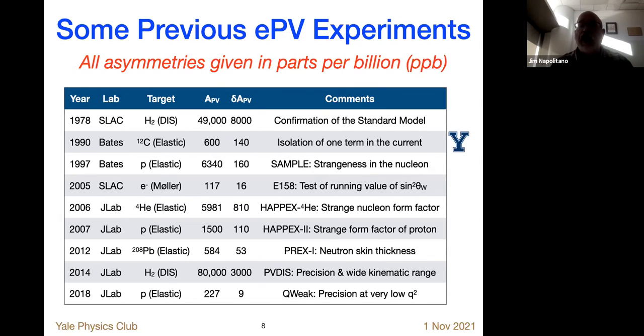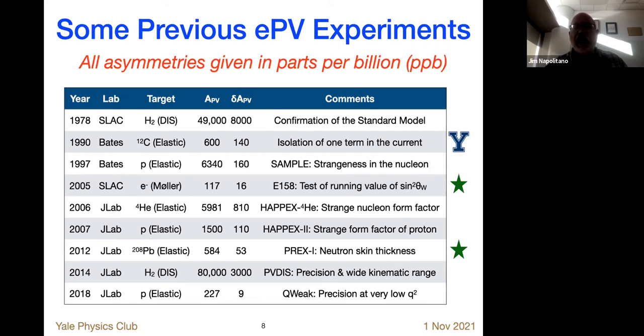The history is long and checkered. Yale actually had a very important role in the second one on this list, the carbon-12 elastic scattering parity violation. This was conceived and eventually pulled off by Vernon Hughes, Paul Sauter, and their students at the MIT Bates Accelerator in Massachusetts.